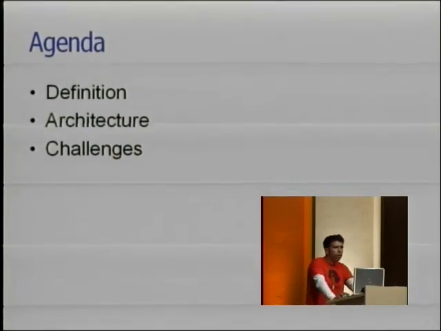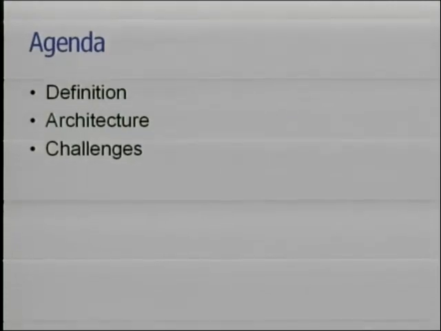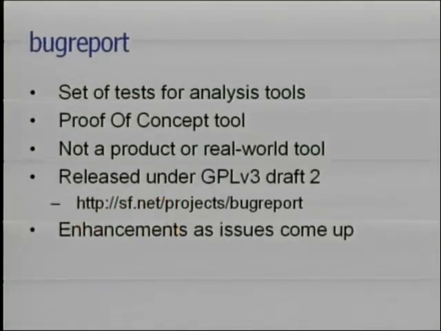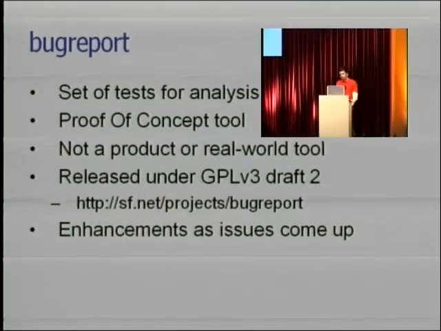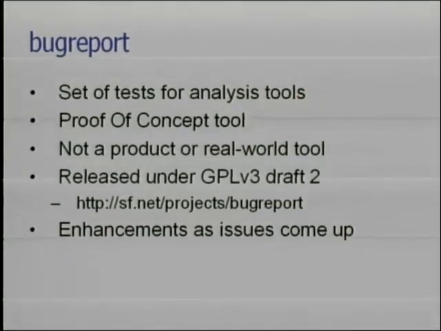So I'm going to talk a little bit about some of our definitions, what the architecture is, and some of the challenges and problems that come about doing this type of work. The project is called Bug Report. It's on SourceForge right now. It's by no means a product or a real-world tool yet. It's just proof of concept code. We keep on working on enhancements as issues come up. As I get into the architecture, really all it's going to be is an emulator and some analysis on top of an emulator.